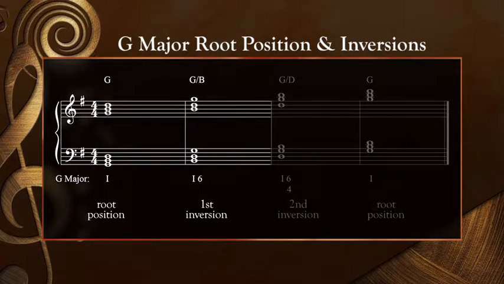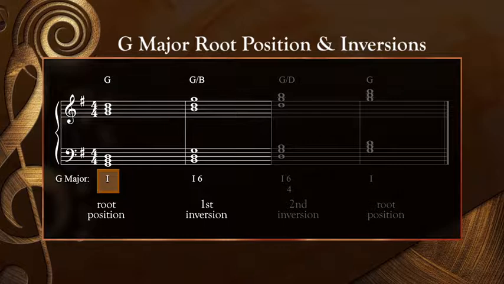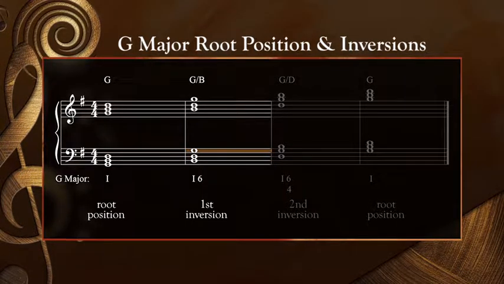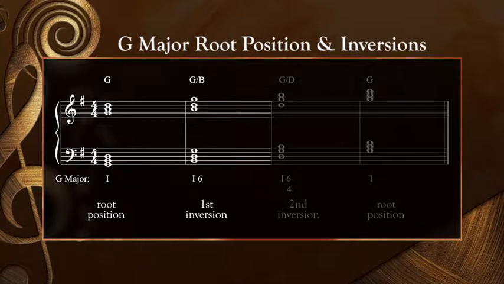If we are using Roman numerals to identify this chord, we have a slightly different nomenclature to identify a first inversion chord. Let's assume that we are in the key of G. So this would be the tonic chord, or Roman numeral 1. The interval between the bottom note and the top note is a little larger than a fifth. Let's count up from B to G. 1, 2, 3, 4, 5, 6. It's a sixth.